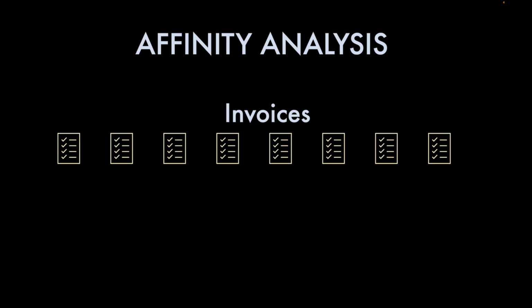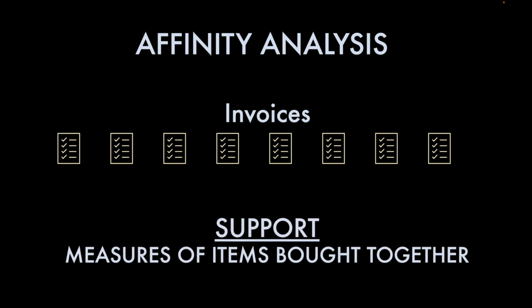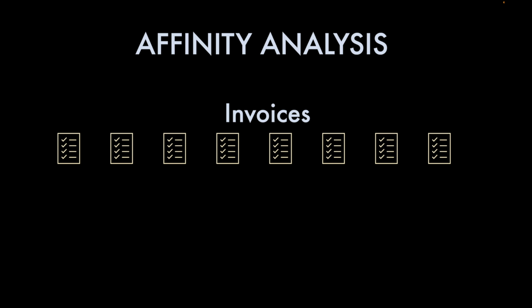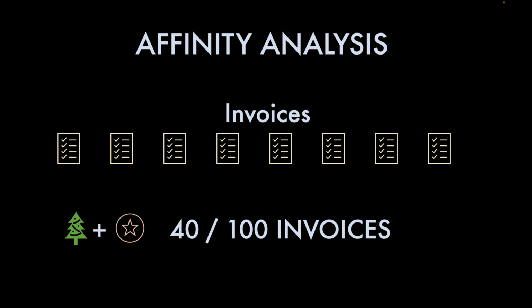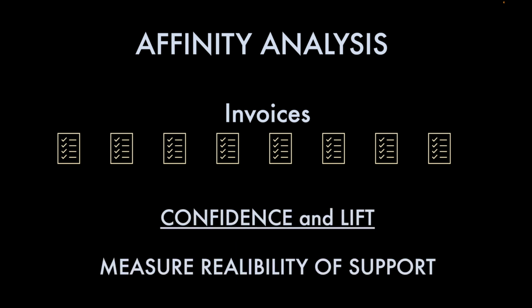Now this algorithm tries to determine the most commonly occurring items which are bought together, and this is represented as support. So for example, for two given items such as Christmas tree and Christmas stars, if out of 100 invoices, both Christmas tree and Christmas stars appear in 40 transactions or 40 invoices, then the support for Christmas tree and Christmas star would be 40 divided by 100, which is 0.4. In addition, it also calculates two other key figures such as the confidence and the lift, which give an indication of how reliable the support is.